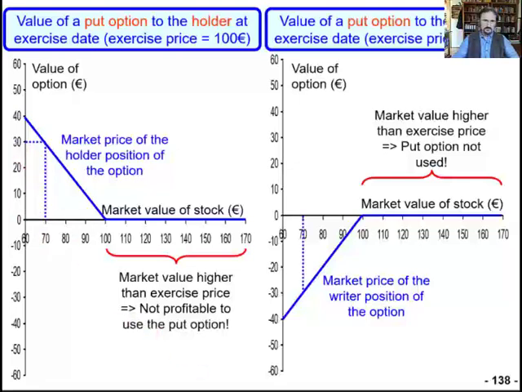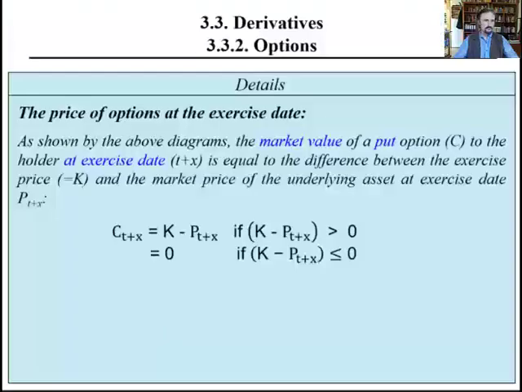For the writer, this means now that he will suffer a loss, since he has to buy an asset at the exercise price of 100 euro, while the market price at which he can sell this asset again has only a value of 70 euro. So the writer position in such a put option would then have a market value of minus 30 euro.